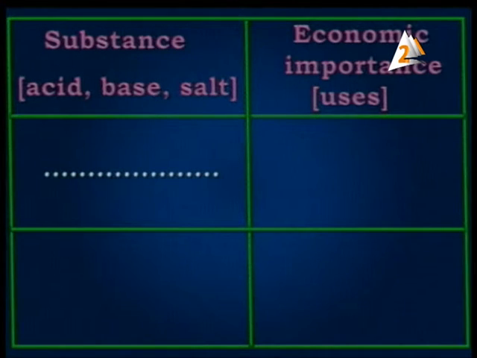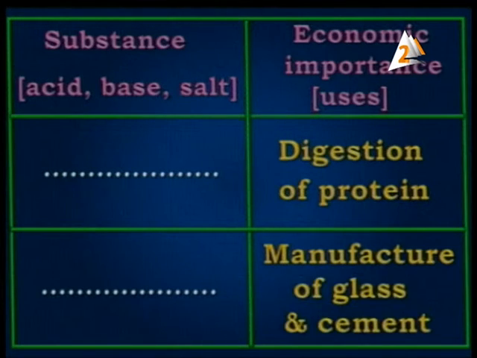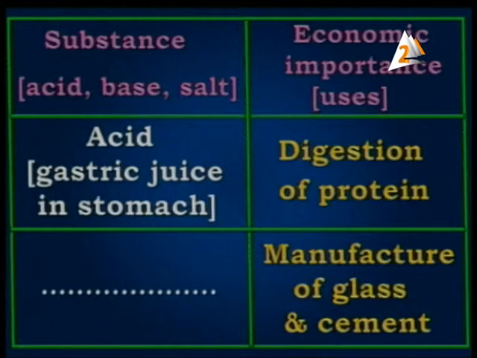I need to know the substance. And the second one, we have the uses: digestion of protein in our stomach. So in our stomach, we have a substance. The second one is a substance used to manufacture glass and cement. Here, the first one, we have acid, that is gastric juice in the stomach.